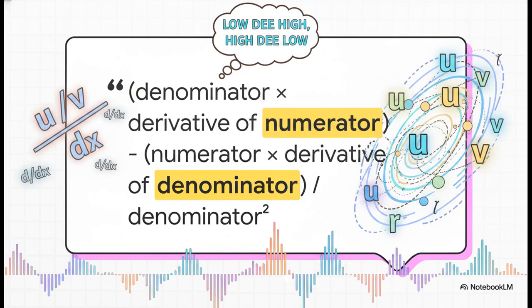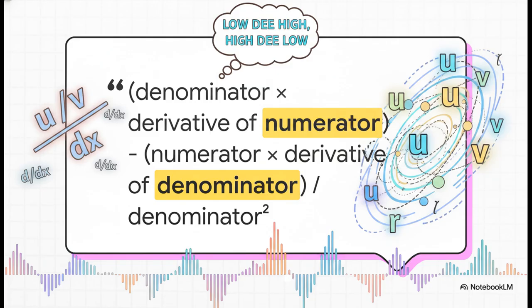But wait, what if those functions are dividing each other instead of multiplying? Well, then we use the quotient rule. Now, the mathematical formula for this can look like an absolute nightmare, just a terrifying alphabet soup of u's, v's, and fractions. So let's skip the headache.